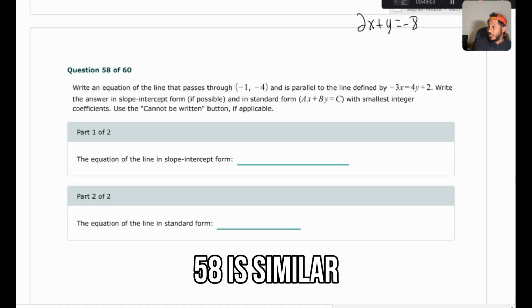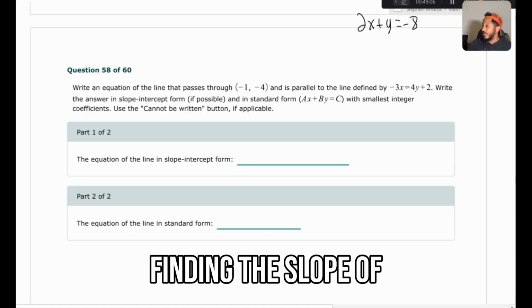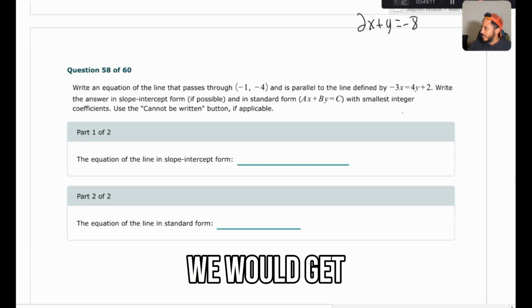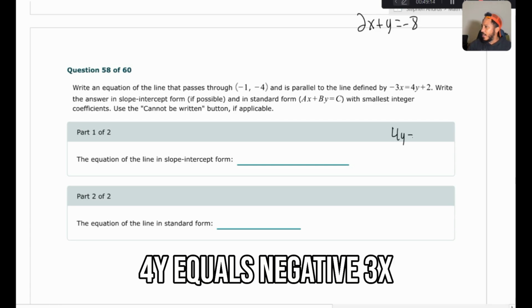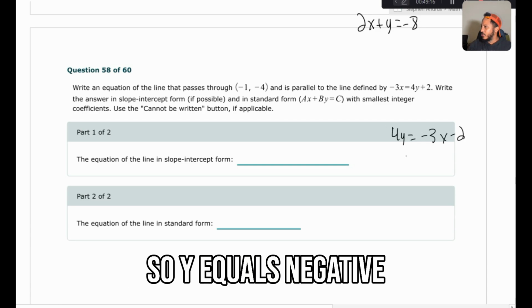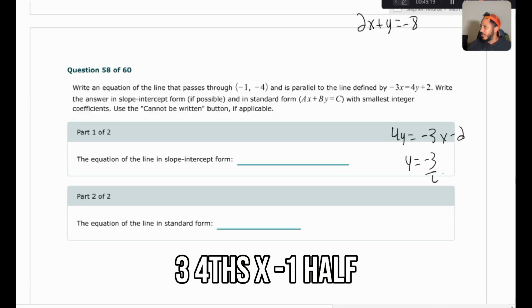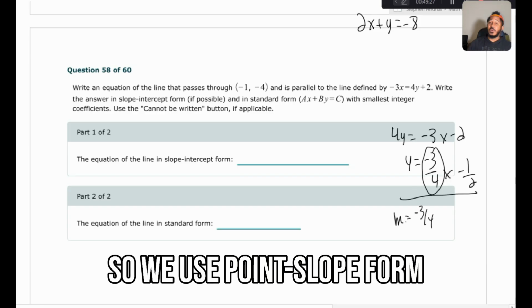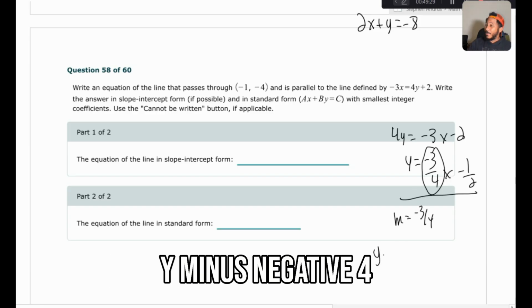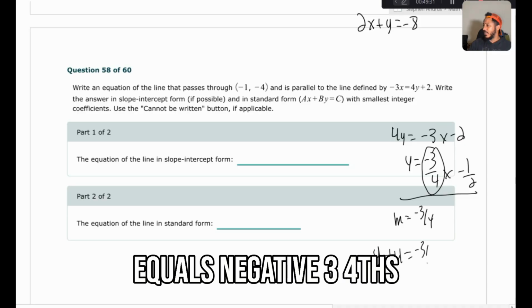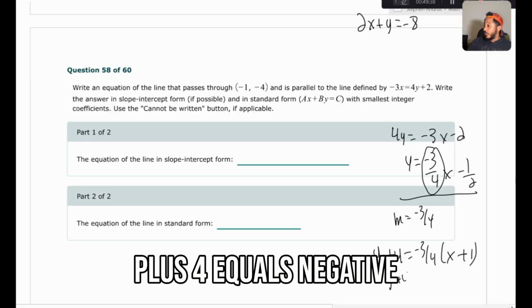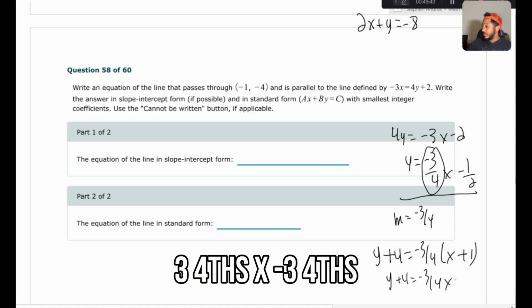Number 58 is similar. Finding the slope of this line, it said mine needs to be parallel, meaning the same slope. So finding the slope of this line, we would get 4y equals -3x minus 2. So y equals -3/4 x minus 1/2. If their slope is -3/4, so is mine. So my slope is -3/4, and we use point-slope form. y minus -4 equals -3/4 times (x minus negative 1). So y plus 4 equals negative 3/4 x minus 3/4.